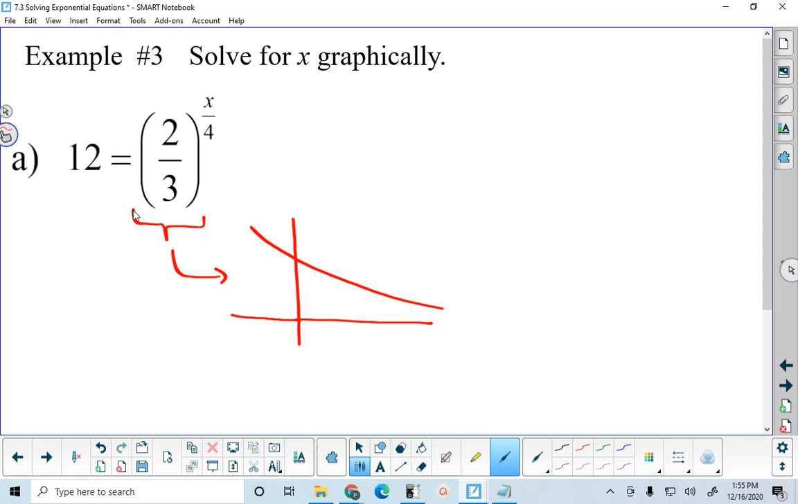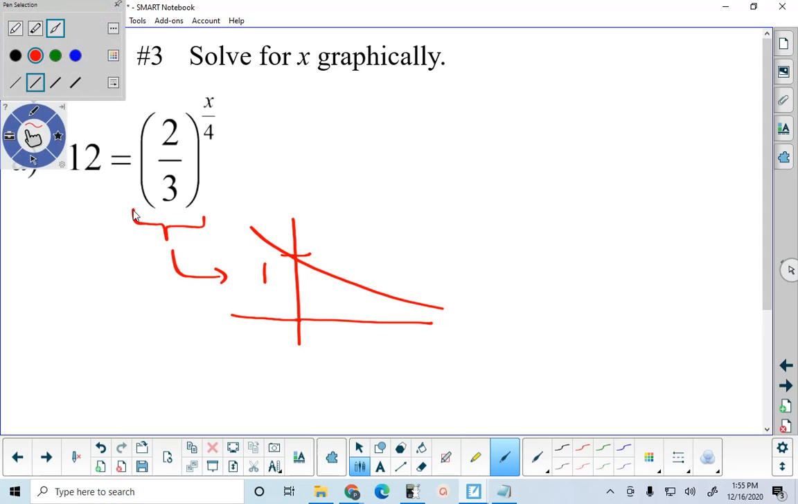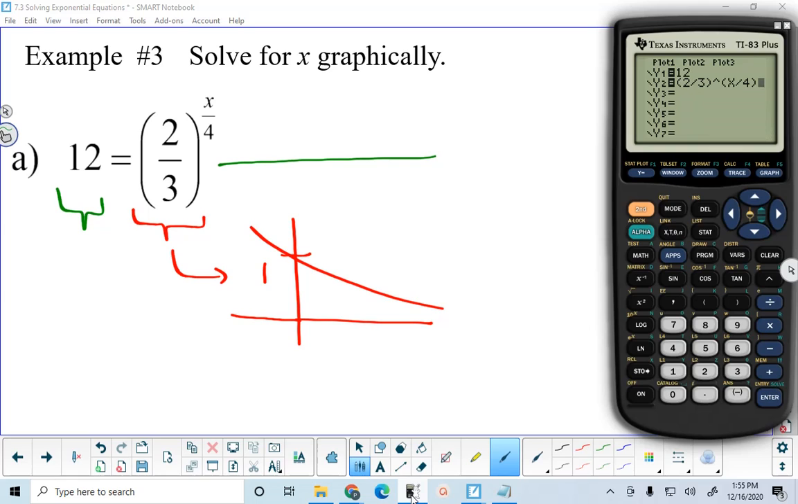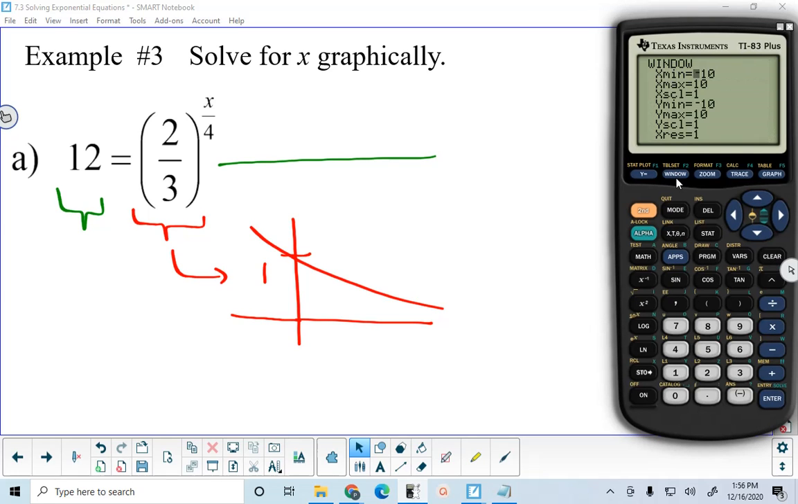And it will have a y-intercept of 1. This graph is at y equals 12. They're going to intersect someplace in the negative numbers for x. So when I set up my windows for x and y, I would probably go, well, you need to go up to at least 12 for y, so you can see that y equals 12. But maybe negative 10 to 10 for x is enough.